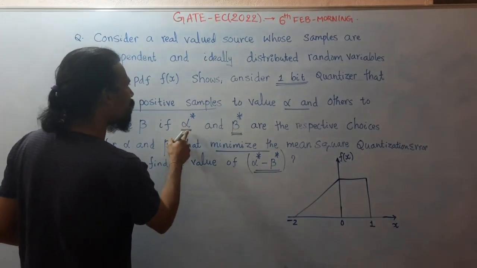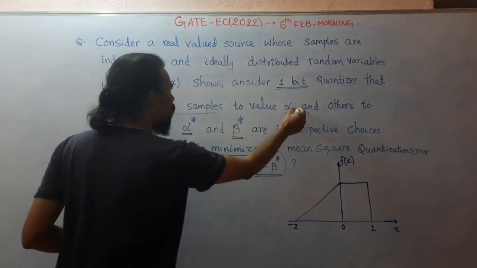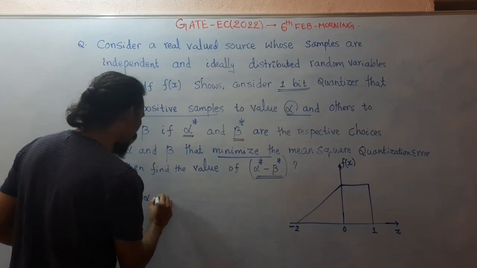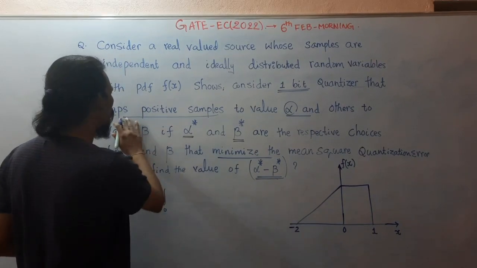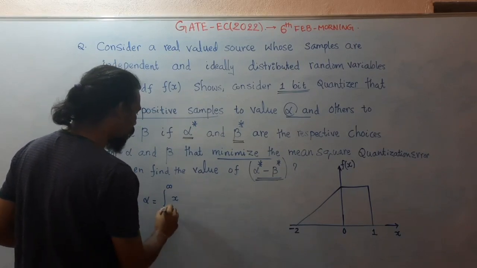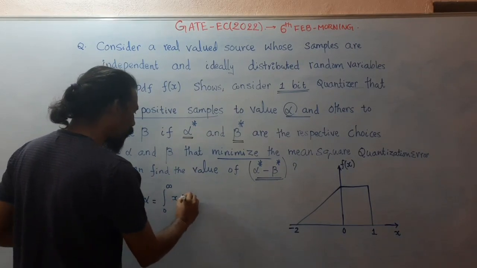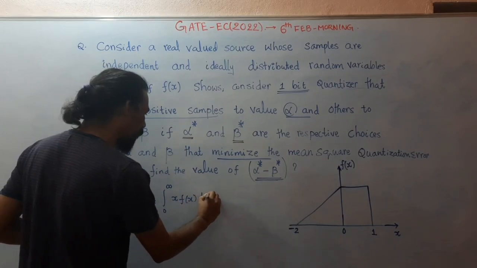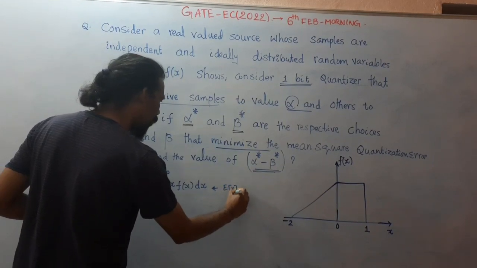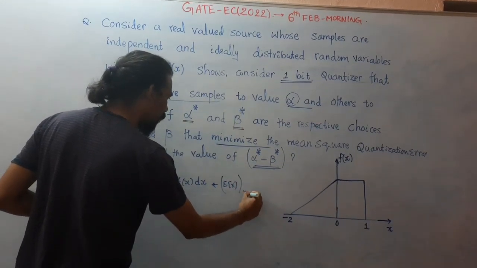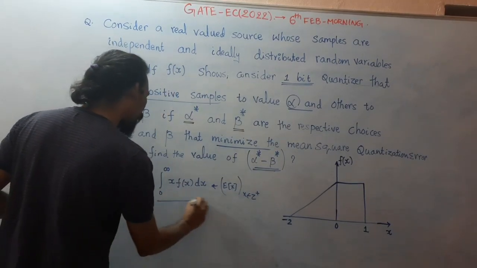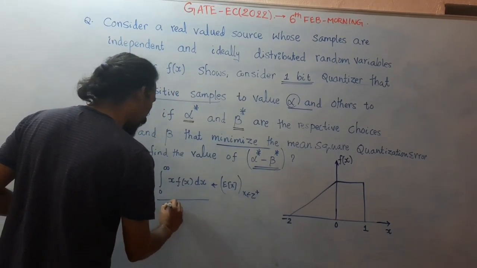So here alpha is mapping positive values, which means alpha is the expectation of x in the positive region. Expectation of x in the positive region means the integral of x into f of x dx, which is nothing but the expectation of x, for x positive, integrated from 0 to infinity, divided by the integral of f of x dx.